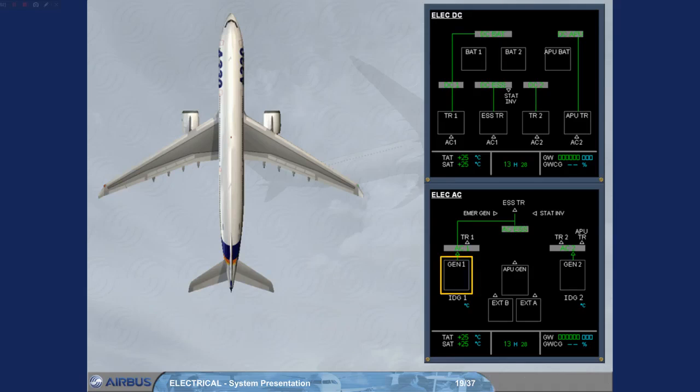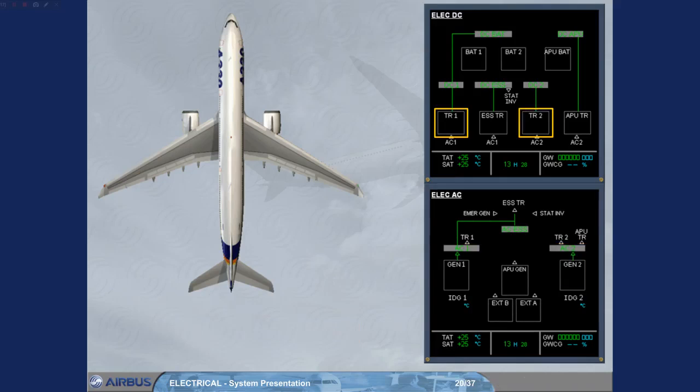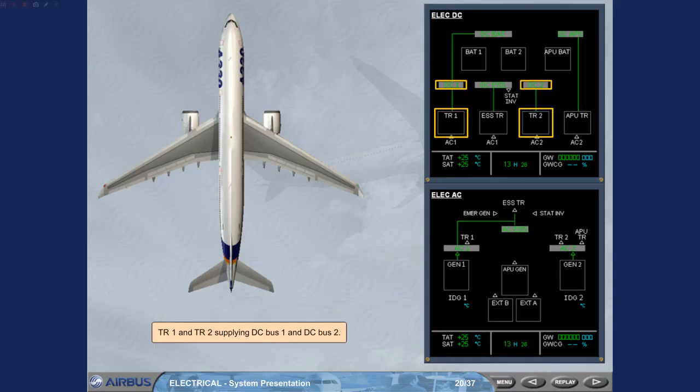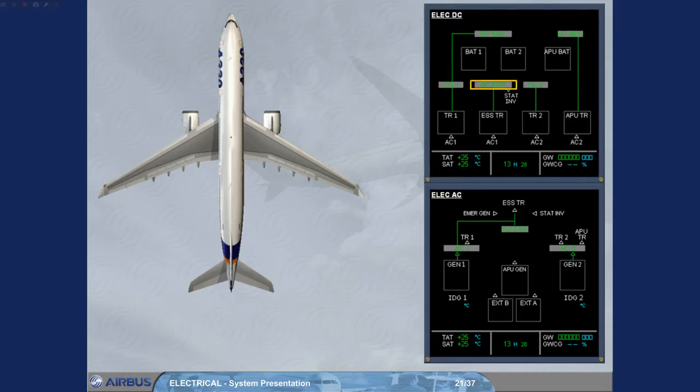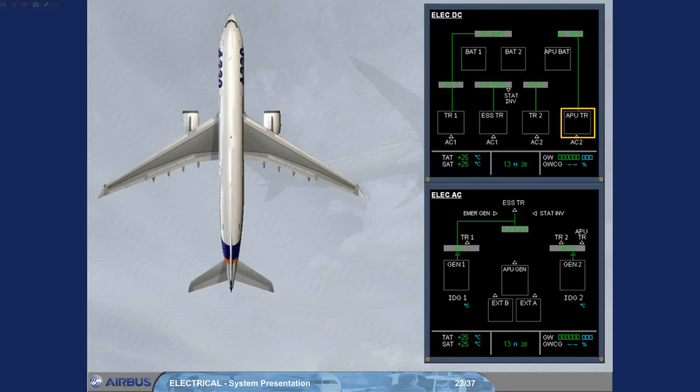Generator 1 and Generator 2, supplying AC bus 1 and AC bus 2. TR1 and TR2, supplying DC bus 1 and DC bus 2. Two essential buses supplied by the left side. The DC BAT bus and two batteries. The APU-TR, the DC-APU, and the APU battery.